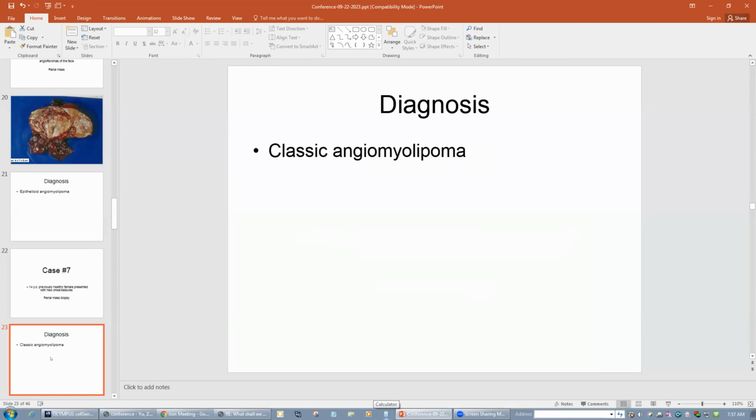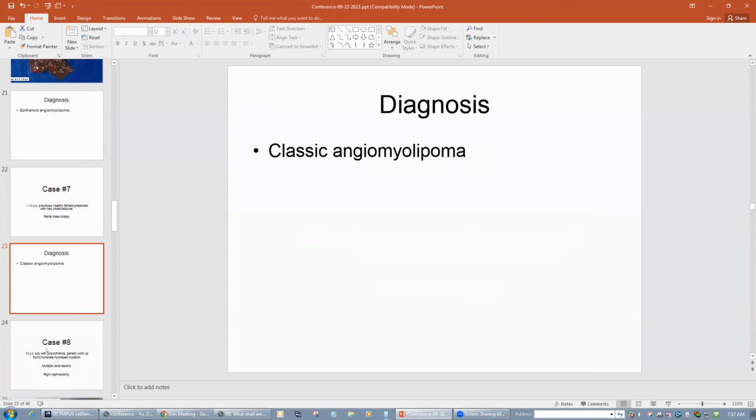Classic type is usually considered benign. The epithelioid variant, sometimes people argue, has more malignant behavior, but there are some criteria to call it malignant or not. I will not go into detail with this. I think the WHO book has all those criteria, in which situation you would call the epithelioid variant malignant or not. But classic type is usually benign.